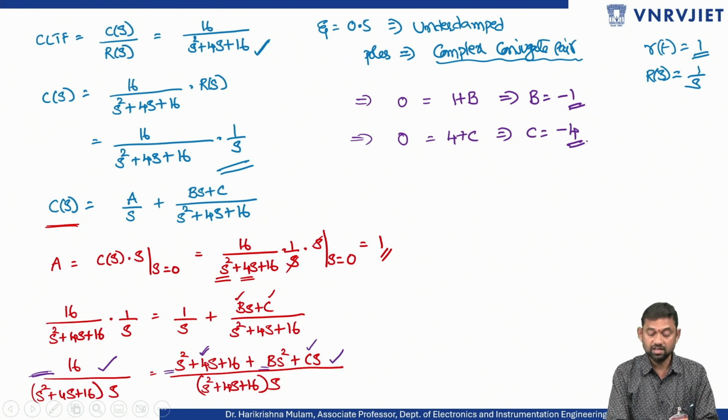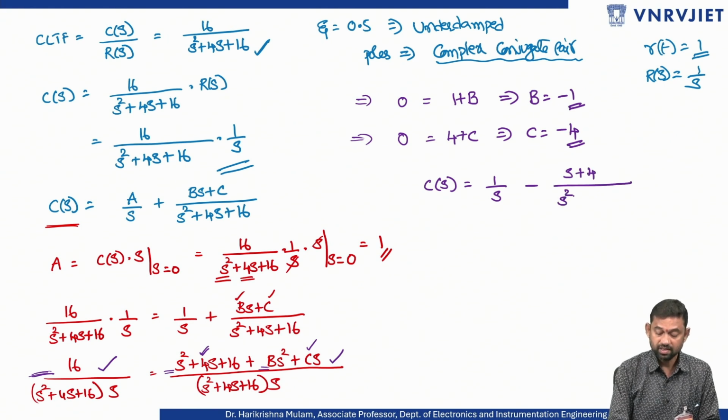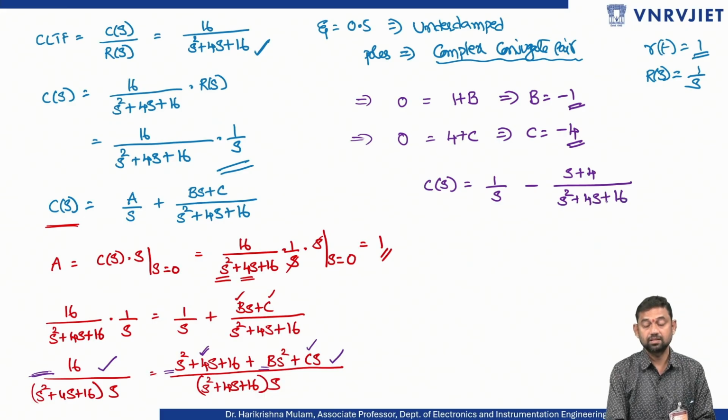Like that, you need to find the residues A, B, C in order to get the final partial fraction for the expression. Therefore, C of S is equal to 1 by S. Here B has a minus sign and C has a minus sign, so I am taking the minus out. Therefore, BS plus C, as I have taken the negative sign out already, will simply be S plus 4 whole divided by S square plus 4S plus 16.